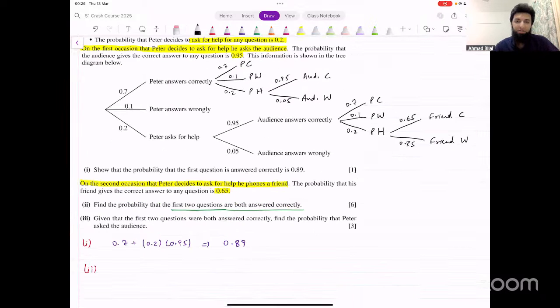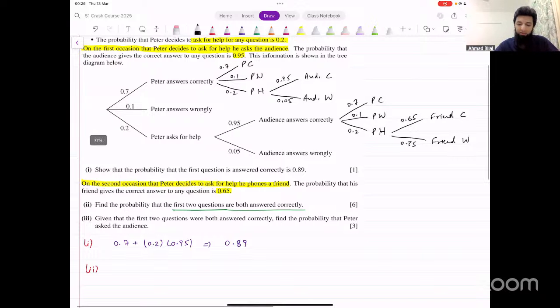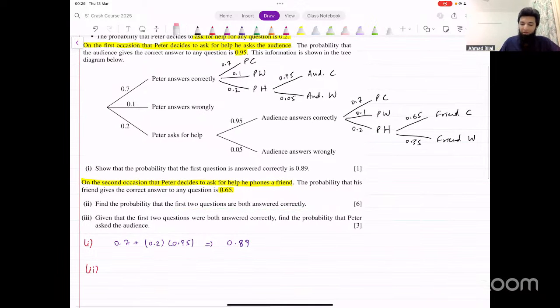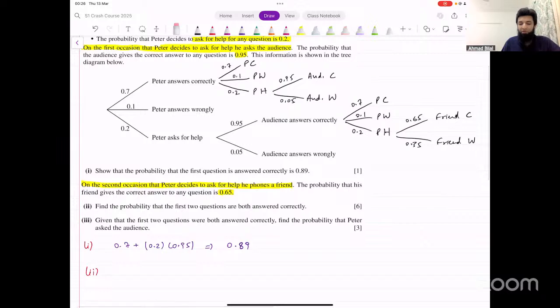This is what the tree diagram is going to look like. Once you've gotten this tree right, then it's not that difficult. Now we want to find the probability that the first two questions are both answered correctly. What is the probability going to be now? When are the two questions answered correctly? One possibility is that he answers correctly himself the first time and also answers correctly himself the second time. That's one case. Or he can answer correctly himself the first time.